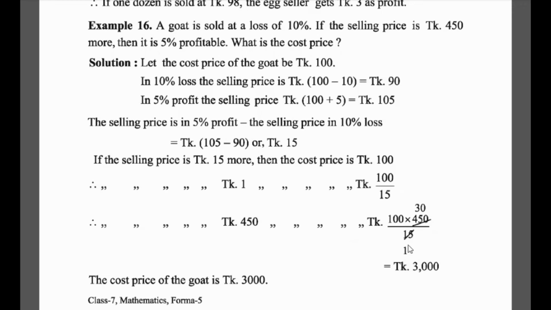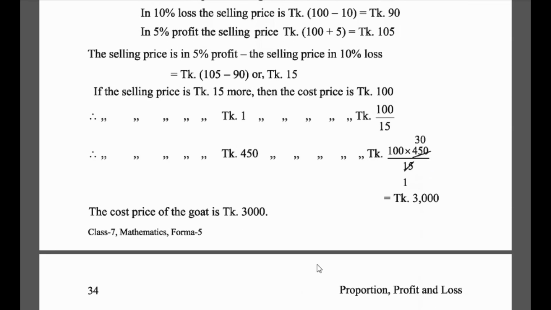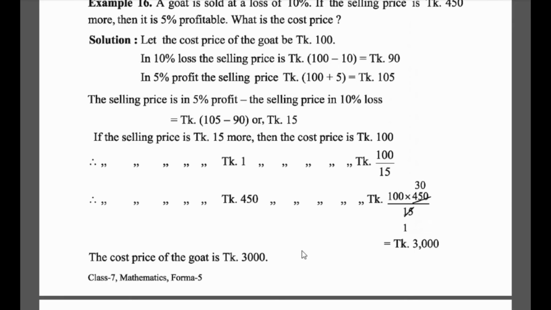If I divide 15 by 15, it's 1. And if I divide 450 by 15, it's 30. So there is nothing in the lower part, and in the upper part it's 100 into 30. If I do the multiplication, the result is 3000 taka. That means the cost price of the goat is 3000 taka, and it's the answer. I hope you have understood the question. If you feel any problem, please let me know in the comment section. I'll definitely answer you.